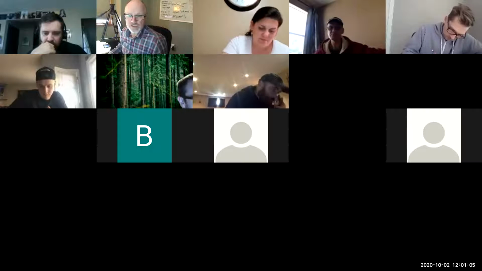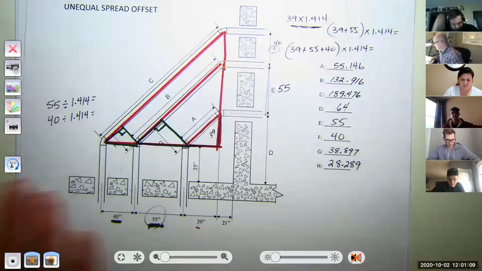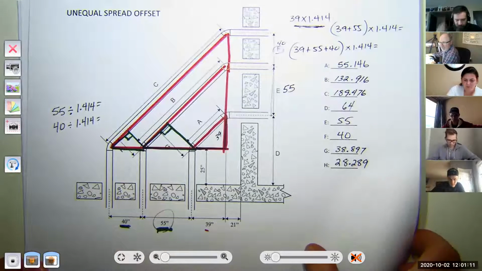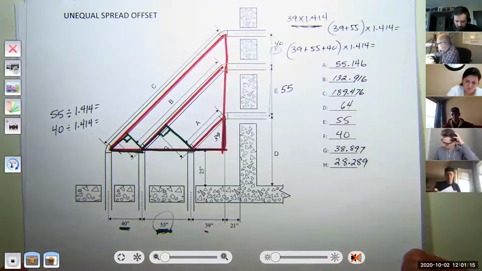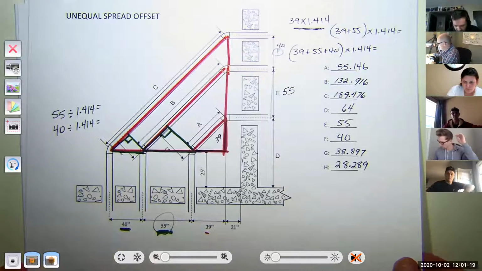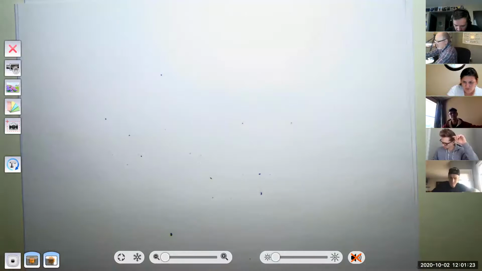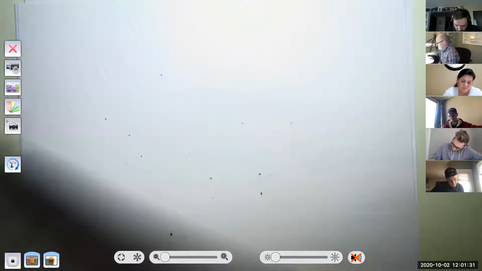And we're going to start sharing my screen. We're going to continue working on our offsets. This is the last one we did, this unequal spread offset, which sometimes looks easier than the others. There it is. Okay, we got that one. So we'll grab our next one. There we go.